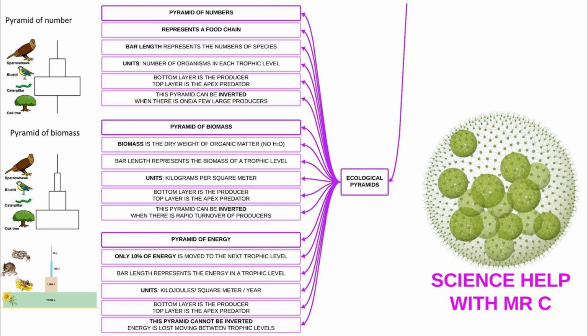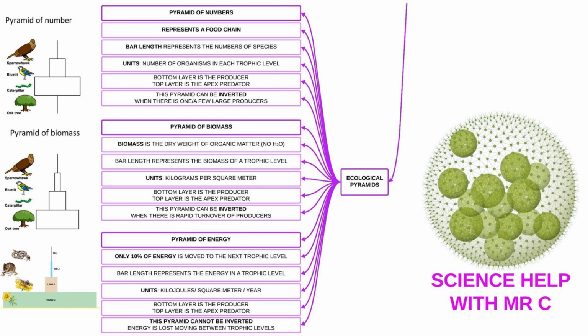Next is the pyramid of biomass. Biomass is related to the pyramid of numbers. Biomass is the dry weight of the organic matter, so all of the water has been removed. Again, the bar length represents the biomass of the trophic level. The units are kilograms per square metre. The bottom layer is the producers, the top layer is the apex predators, and this pyramid can also be inverted when there is a rapid turnover of the producers, like the regeneration of phytoplankton.